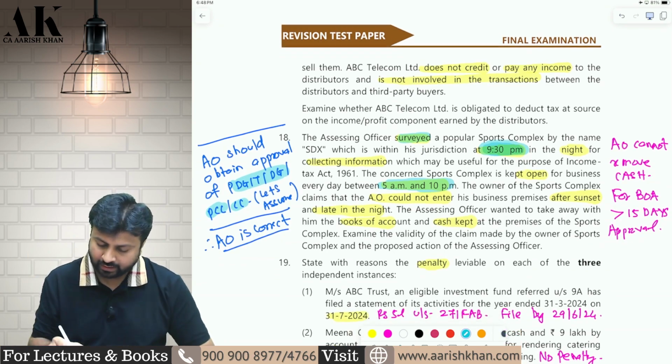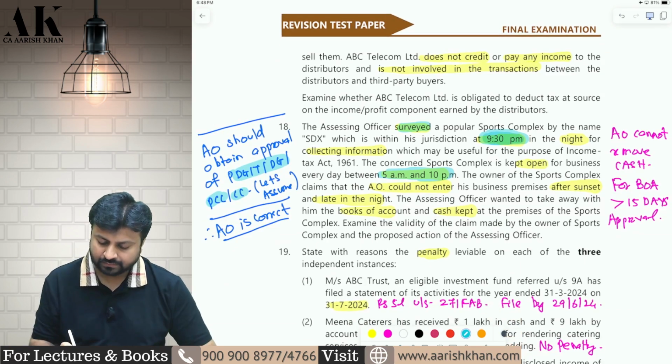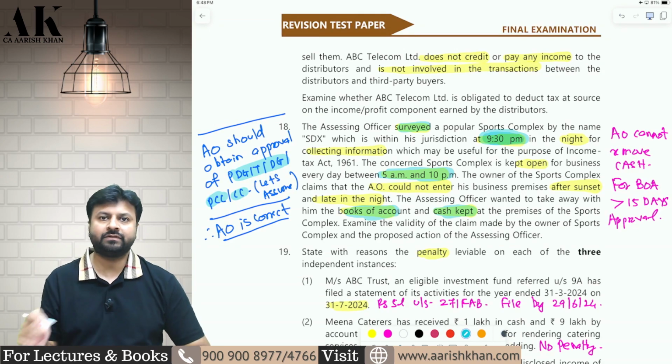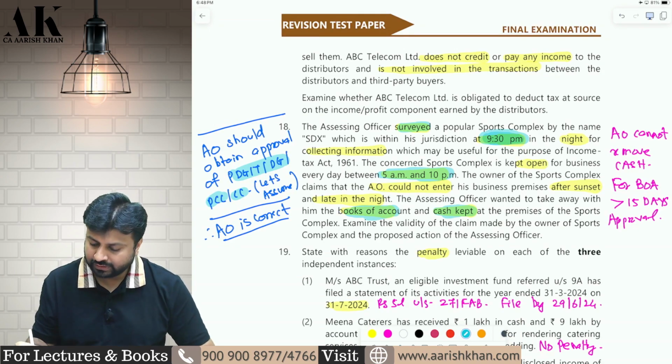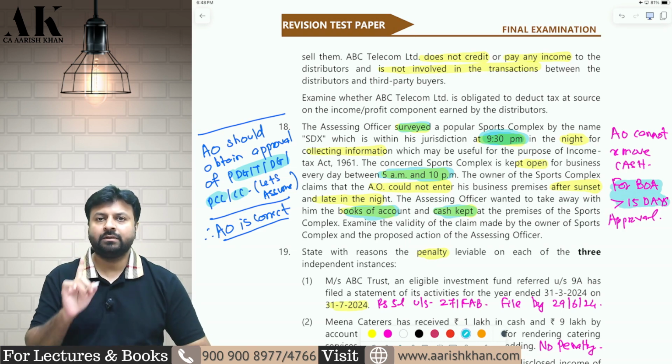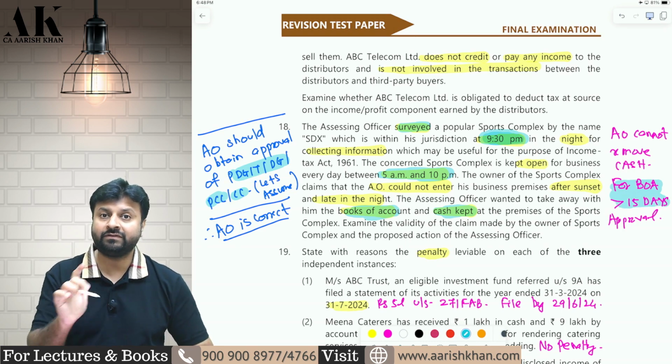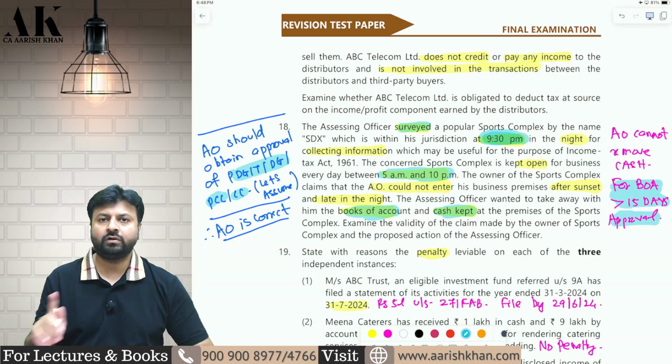Second thing, the AO has entered the premise and he's taking the books of accounts and cash. Can he take the books of accounts and cash? First of all, if he wants to take the books of accounts, he can take the books of accounts. But if he wants to keep the books of accounts for more than 15 days, he has to take an approval. Without approval, he cannot take the books of accounts for more than 15 days. Up to 15 days, he can take without approval.